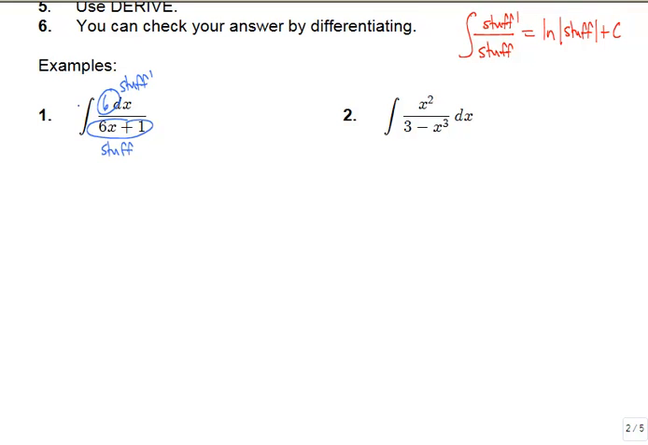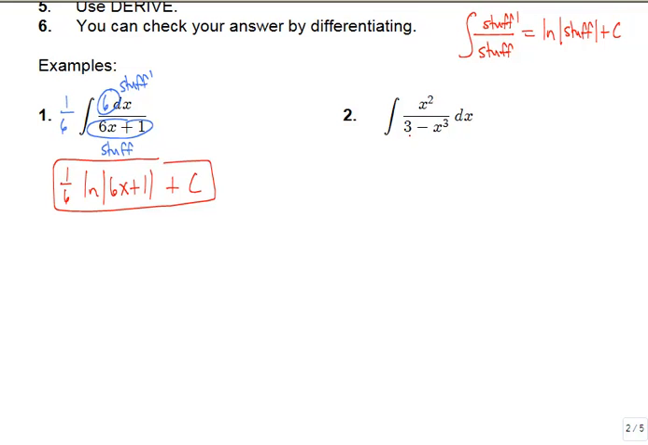But I can't just put it there without counterbalancing, so we're going to put a 1/6 out front. And now it does fit stuff prime over stuff. So this integral is going to be the ln of that denominator, and the counterbalancing factor will stay put, and we have no bounds, so there's a plus c. So this was a really easy integral to do once you checked for stuff prime over stuff.